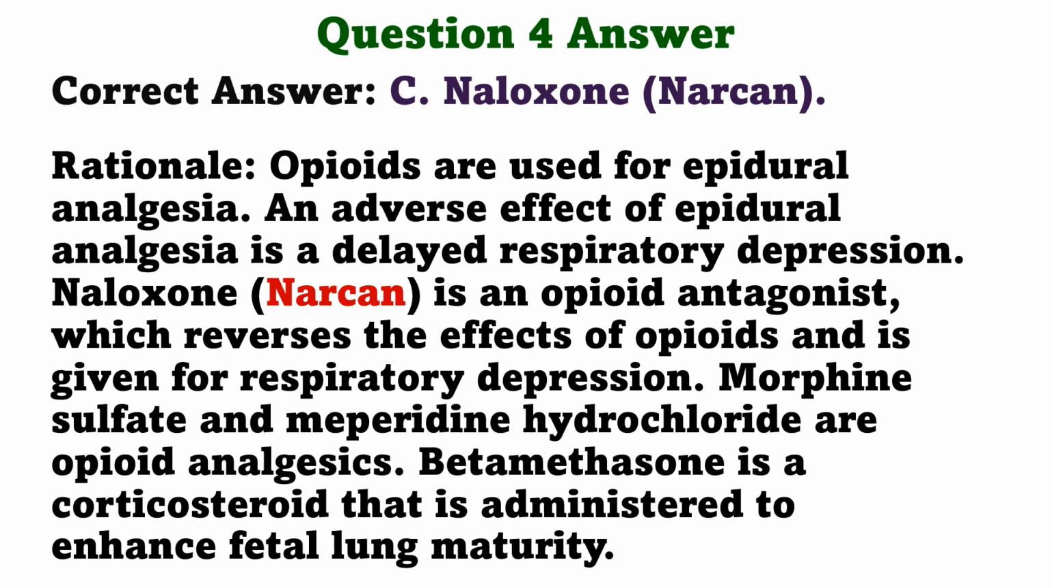The correct answer is C. Naloxone. Rationale: opioids are used for epidural analgesia. An adverse effect of epidural analgesia is delayed respiratory depression. Naloxone is an opioid antagonist, which reverses the effects of opioids and is given for respiratory depression. Morphine sulfate and meperidine hydrochloride are opioid analgesics. Betamethasone is a corticosteroid that is administered to enhance fetal lung maturity.